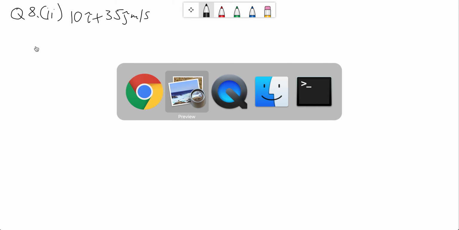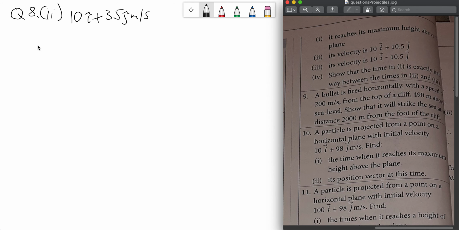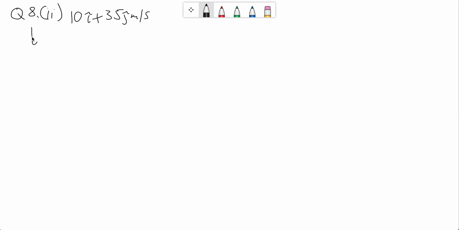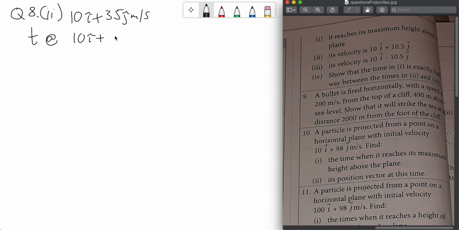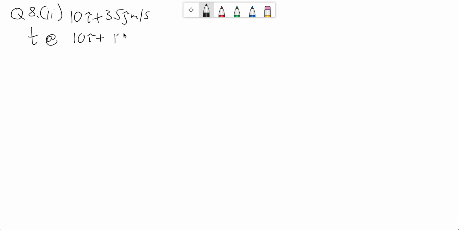So in part 2, what we're actually asked is the time till its velocity is 10i and 10.5j. So that's what we're actually asked for. What is the time when it's at this? So what does that mean?